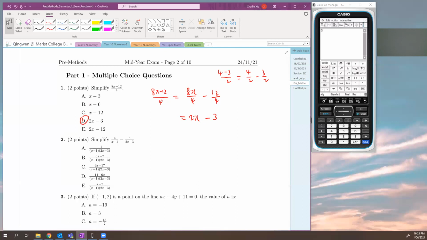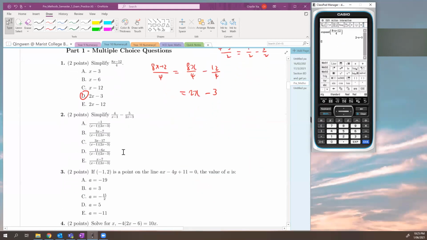You might find this is different from the handout I've given to you, the hard copy, because there was a mistake on your handout. There was no answer. Actually, the answer is 2x minus 3. Let's see how to do it by calculator. Click on your keyboard, and this is your fraction. Let's just type it in: 8x minus 12 over 4. Highlight your expression, go to advanced transformation, expand, and press OK. So you have 2x minus 3.